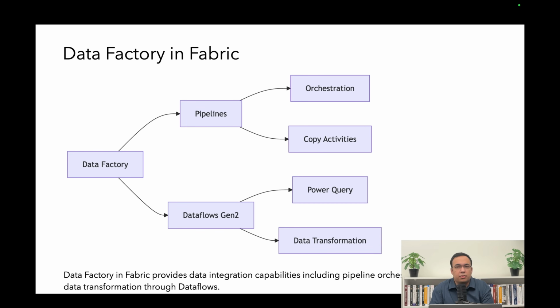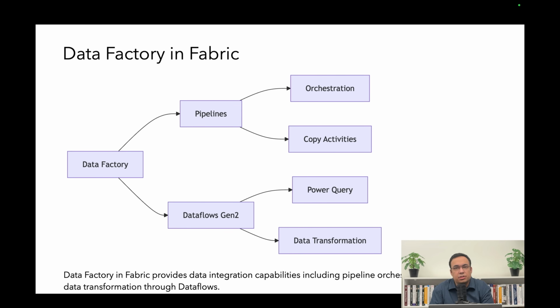Now let's shift to Data Factory, which handles data integration in Microsoft Fabric. Data Factory in Fabric provides data integration capabilities through two main components: pipelines for orchestration and Dataflows Gen2 for transformation. Pipelines handle workflow orchestration. This is where you're coordinating the data movement, triggering transformations, executing notebooks, integrating with external systems, and managing dependencies between tasks.